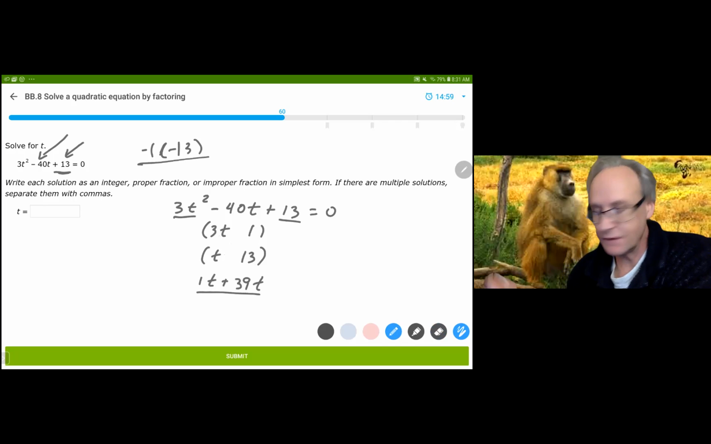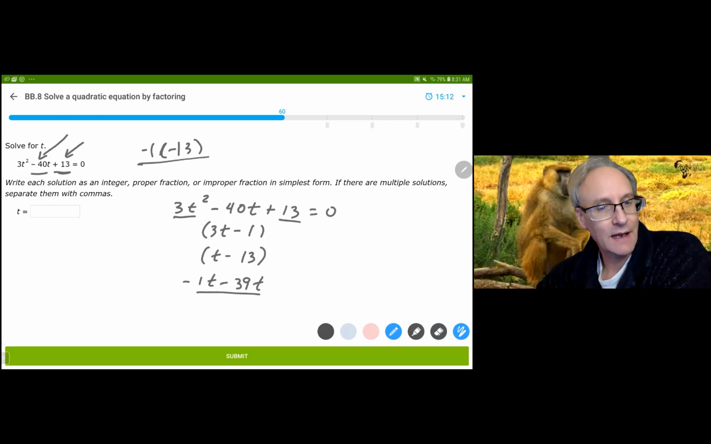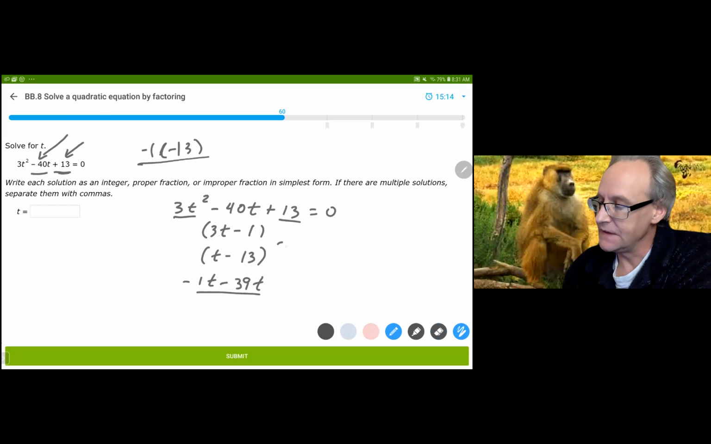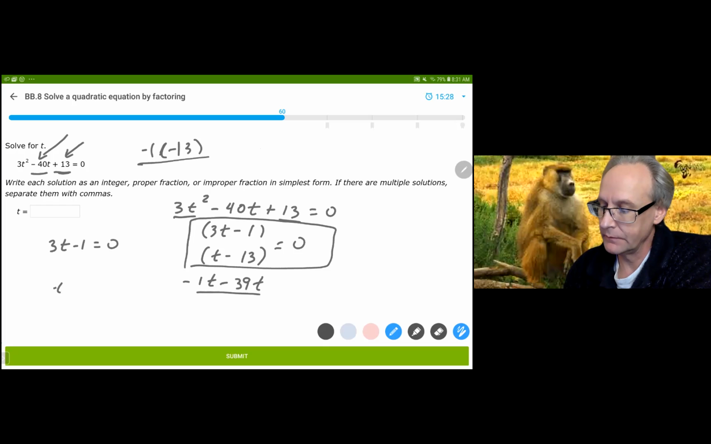Now the problem is we want to get negative 40t, don't we? So we don't want positives, we want negatives for both of those. And that's why I have negatives on there. And there we go. These two factors are equal to 0, and I can solve them separately. I have 3t minus 1 equals 0, or t minus 13 equals 0.